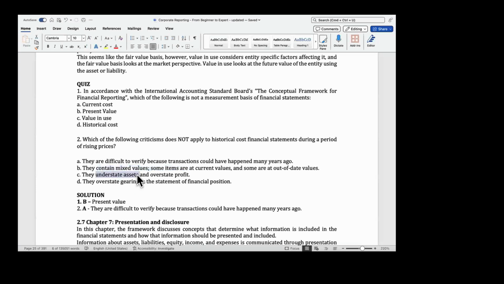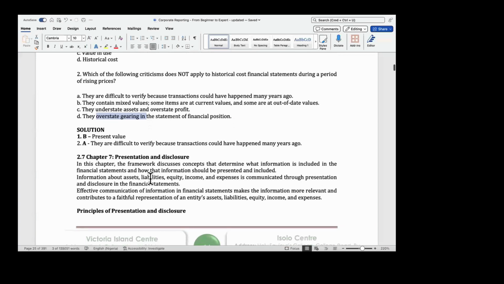Historical cost will understate your asset, yes. It will understate because the value does not change. Even now in Nigeria, where all prices are going up, historical cost will not change. It's still the same. And of course, when you understate your asset, you overstate your gearing because your asset is suppressed, so liabilities will now be higher. Okay.